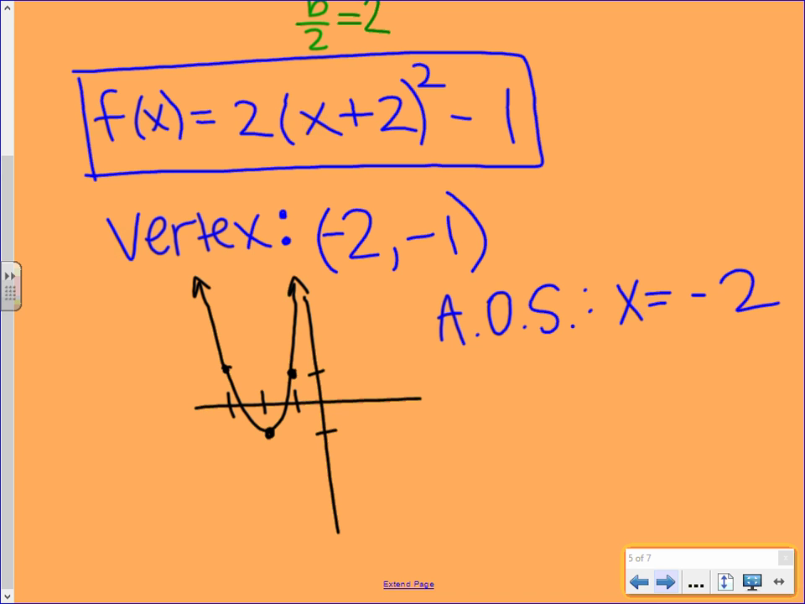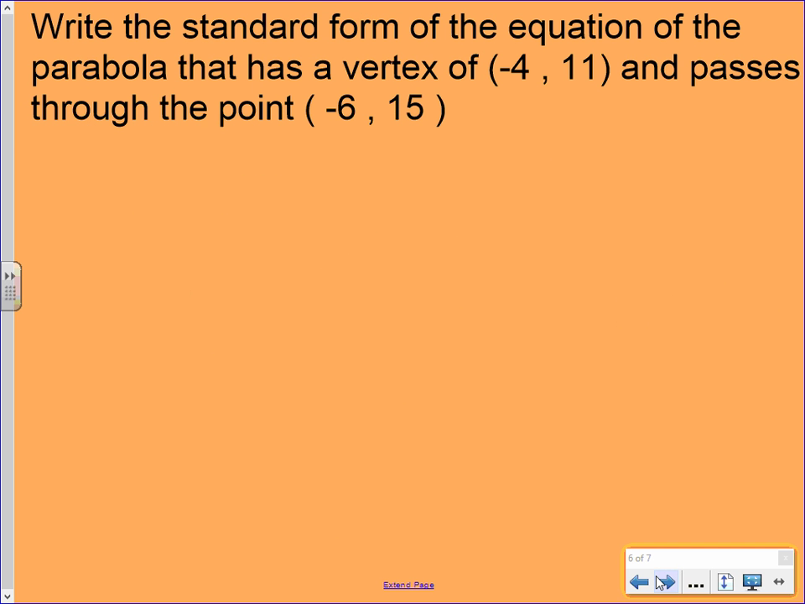We will do one more problem before you leave that involves completing the square, but first I want to look at this example right here. I am giving you two pieces of information about the graph. We know the vertex is (-4, 11), and we know that it passes through the point (-6, 15). Brainstorm for 30 seconds about how we might be able to solve this problem. Talk to your pod for 30 seconds. 1, 2, 3, go.